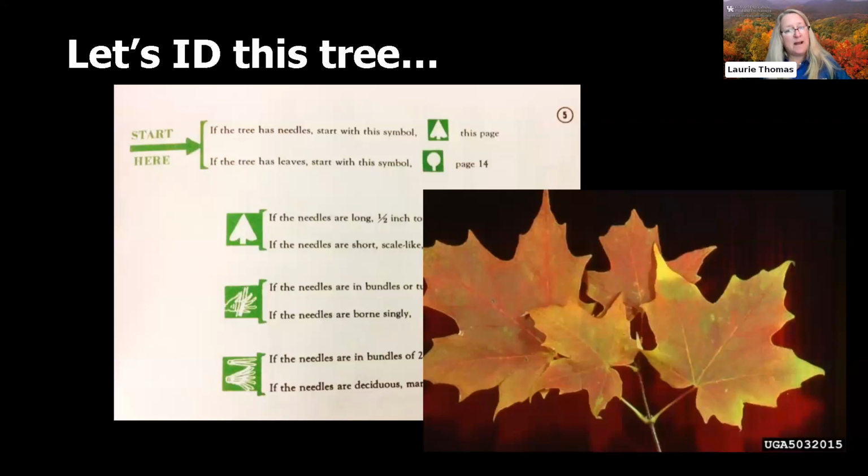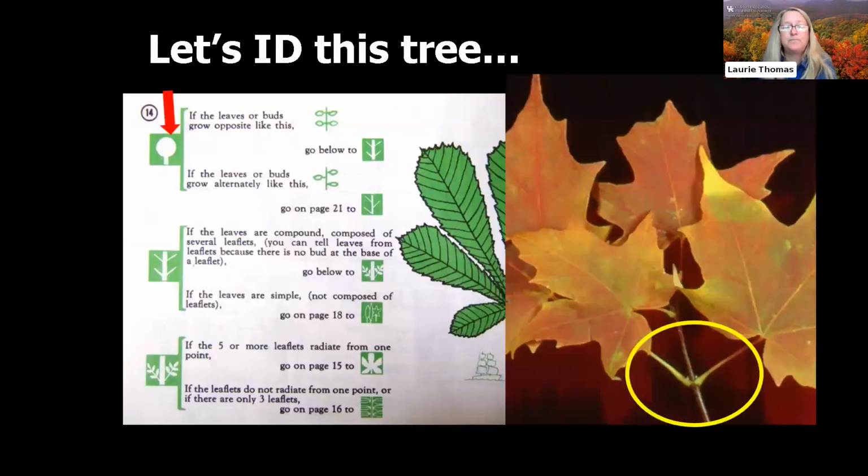All right, we start on page 5 again, gone back in our book to page 5 where it says start here. Now it's asking us, does this tree have needles or does this tree have leaves? Hopefully everybody sees those beautiful, broad, fall colored leaves. So we're going to follow our leaf symbol over to page 14. Now it's asking us if the leaves or buds grow opposite like this, or do the leaves or buds grow alternately like this? Remember, the second question is always about leaf arrangement.